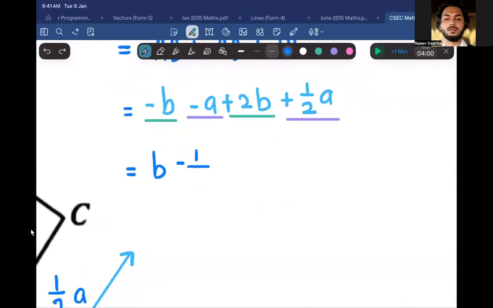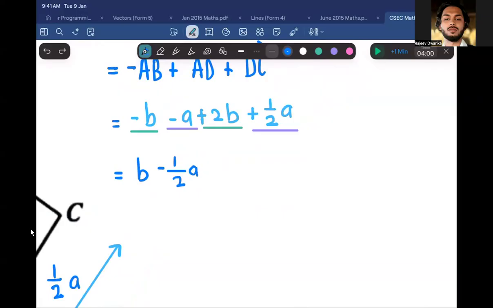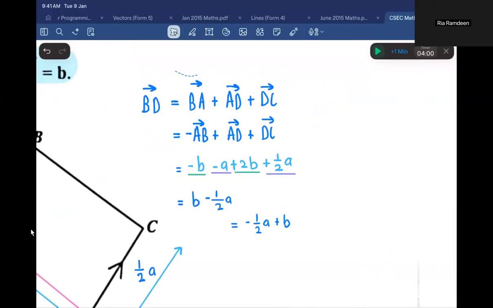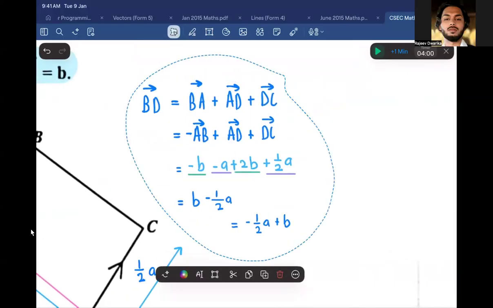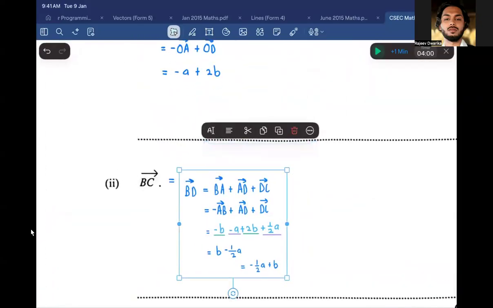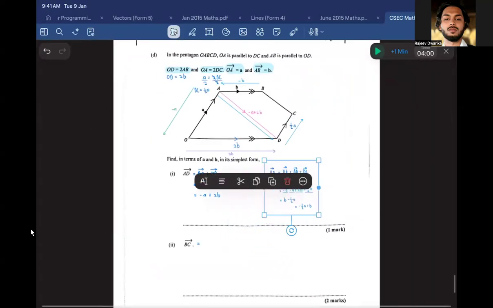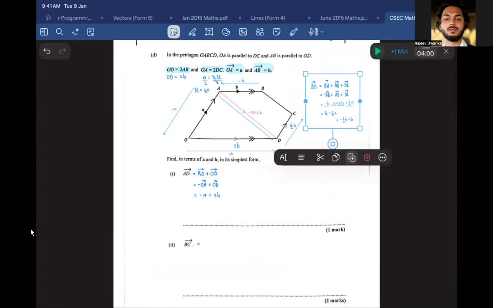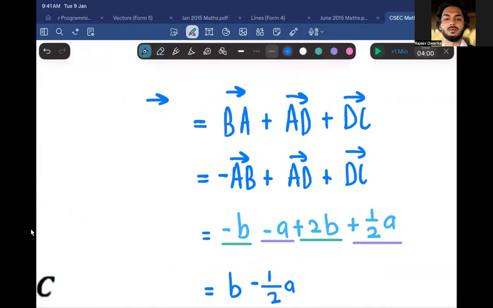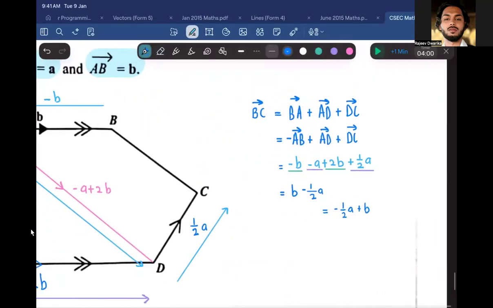Guys, what do you think? I mean, this is fine, right? If you write this, you're going to get it correct. But what do you think should come first, A or B? A. Yeah, so we should write minus a half A plus B. Why did I say B to D? It's crazy. It's supposed to be B to C. All right, was that hard or easy?